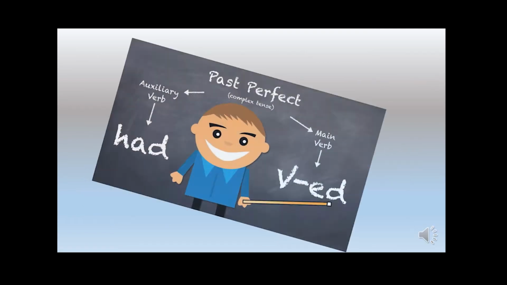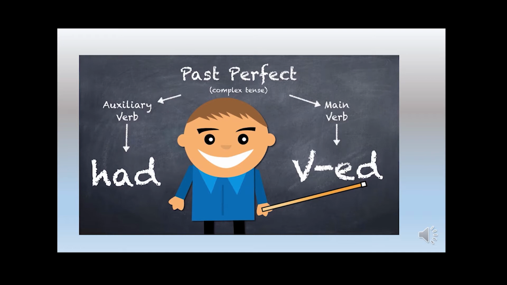Past perfect is a complex tense. It has two parts, auxiliary verb and main verb. Here, the auxiliary verb is had and the main verb would be the past participle, that is V plus ed.